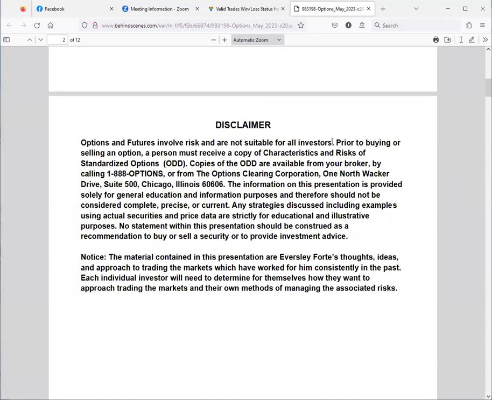Okay, our disclaimer: everything we're talking about today is purely for educational purposes, not giving any trading suggestions or recommendations, but just basically showing you how myself and Becky go about profiting from the markets using options.